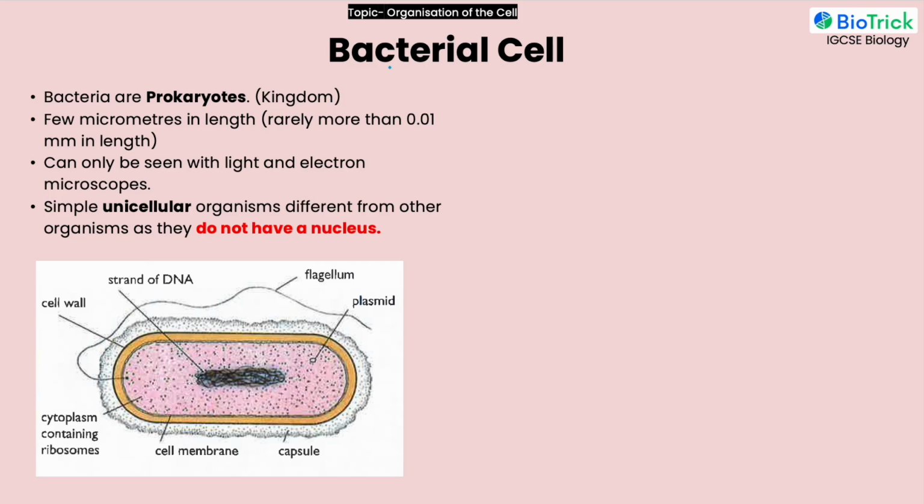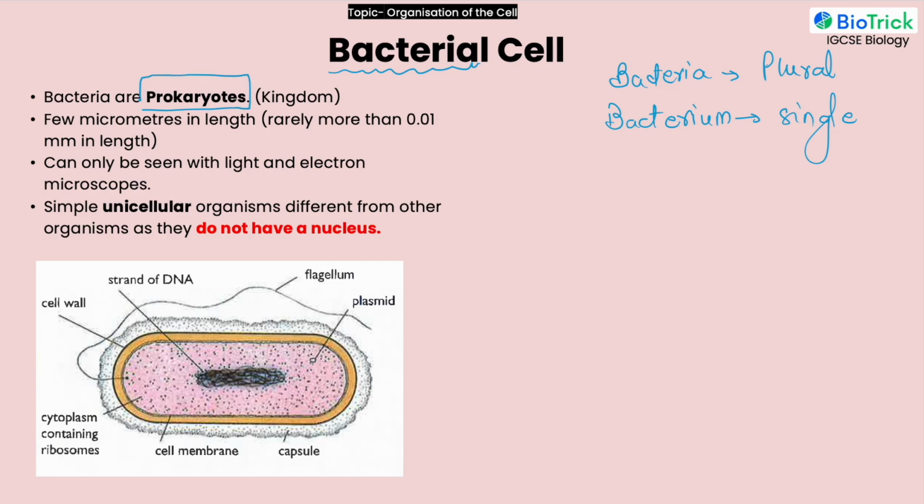So let's first understand the term bacteria. You might have also seen the term written as bacterium. Bacterium is for single bacteria, it's a singular form, and bacteria is plural. So the first thing that comes to our mind is that bacteria are prokaryotes. Prokaryotes means they do not have a proper nucleus.